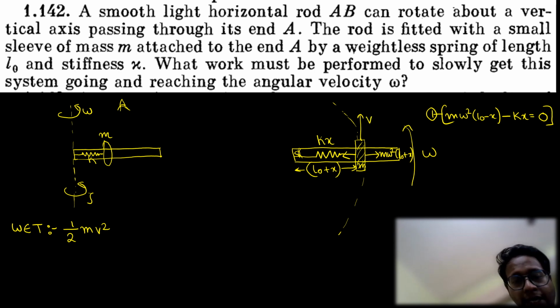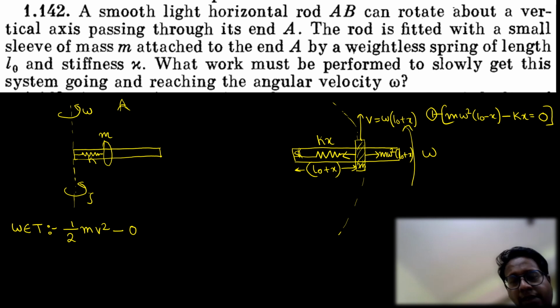And what is the tangential velocity here? V is nothing but omega into R, where V is equal to omega into (L naught plus x). So what is the final kinetic energy? Half m v square, where v is equal to omega into (L naught plus x), minus the initial kinetic energy. The initial kinetic energy of the ring is 0.